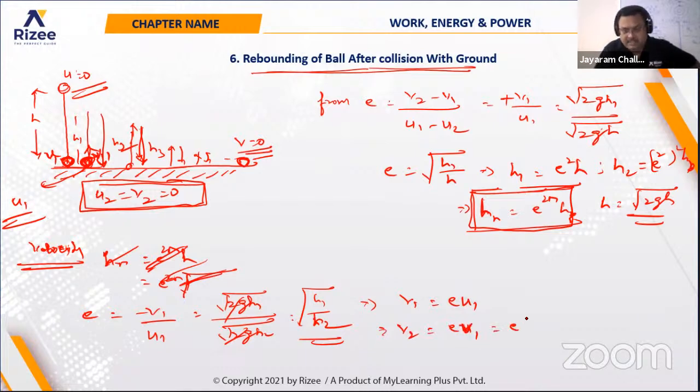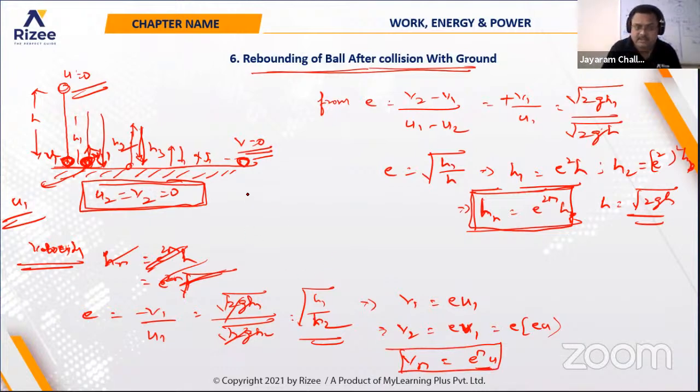But V1 can again be written as e into U, or U1, whatever it is. So that means Vn is equal to e to the power of n into U. So this is the relationship between the velocity after the nth rebound and the initial velocity. And correspondingly, you can also find the displacement conditions. Displacement is equal to h. That is your displacement.